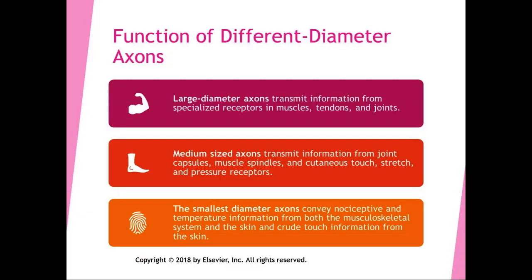So large diameter axons transmit information from specialized receptors in muscles, tendons, and joints. So these are our A-betas, our muscle spindles, our Golgi tendon organs. Medium-sized axons transmit information from joint capsules, muscle spindles, cutaneous touch, stretch, and pressure receptors. So there's overlap. The smallest diameter axons convey nociceptive and temperature information from both the musculoskeletal system and the skin, and crude touch information from the skin as well. So there's a lot of overlap between the function of the peripheral sensory axons, which is good, because overlap means if you lose one, the other one is taking up the slack, hopefully.